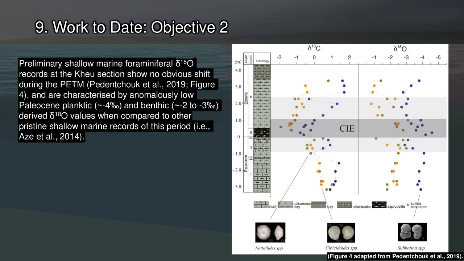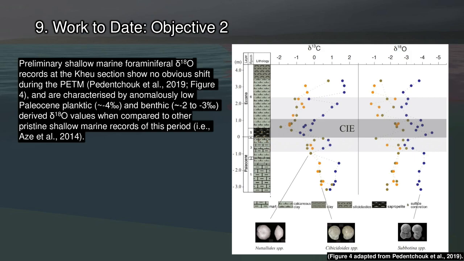So how about the second objective then? A lot of you are probably familiar with this graph. This is the preliminary shallow marine delta 18O stable isotope records from the Q section, which interestingly show no obvious negative excursion. We have high values before and during the event, and there's nothing really sticking out.